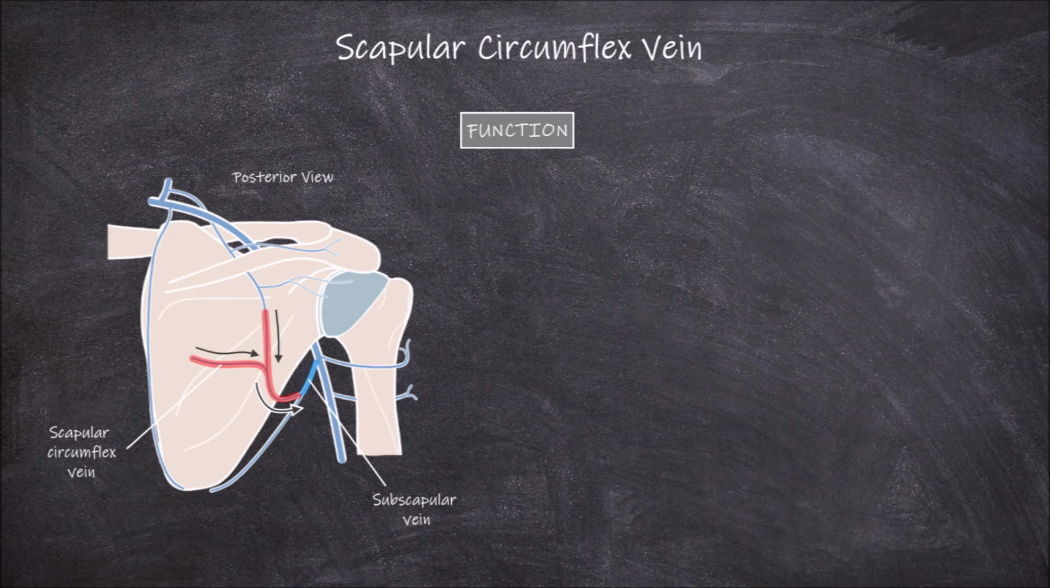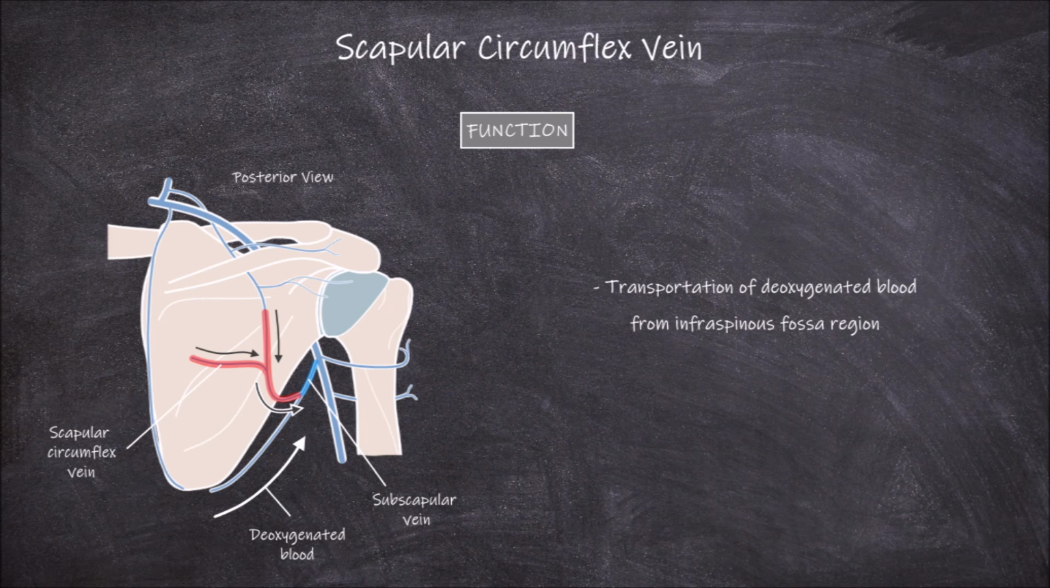What is the function of this vein? This vein primarily functions in the transportation of deoxygenated blood from the infraspinous fossa region of the back. From here, the blood drains into the subscapular vein and onwards on its way back to the heart. And that concludes this video on the structure and function of the scapular circumflex vein.